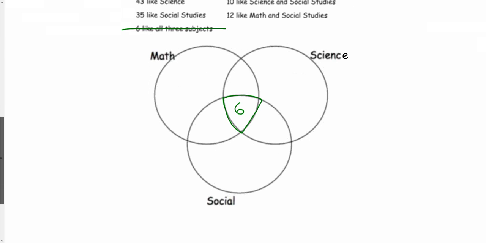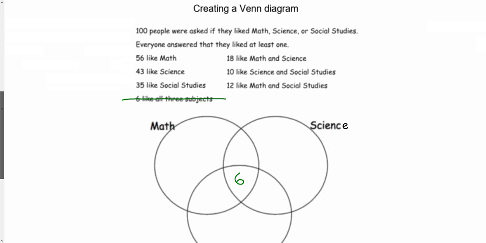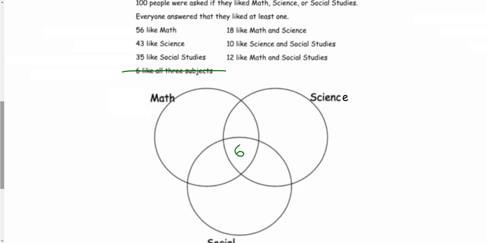Next, I want to do some more overlapping parts. It doesn't matter which part I pick. We can also go from the descriptions. Take a look at these descriptions. In Venn diagrams, anytime you see "and," it's the overlapping part. So it says 18 people like math and science.